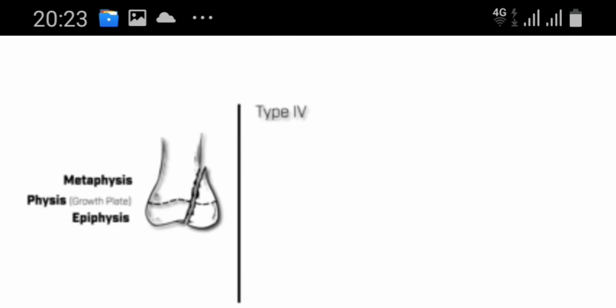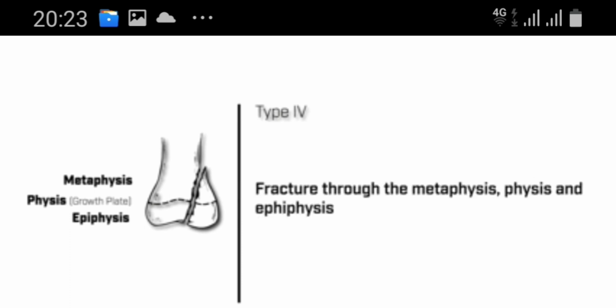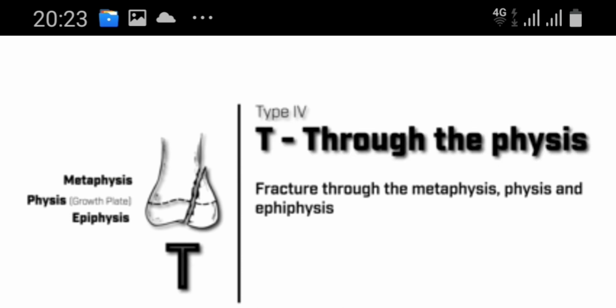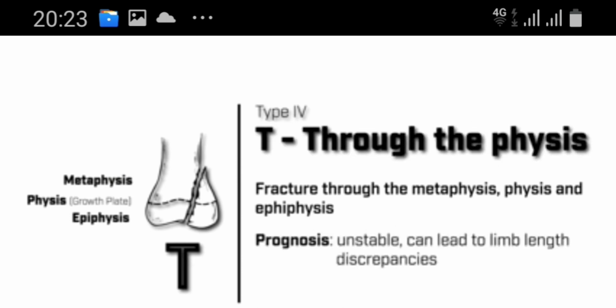Type 4 Salter-Harris fractures are those that go through the growth plate and through the metaphysis and epiphysis. In our mnemonic, we are now at the letter T, which stands for fracture which goes all the way through the metaphysis, the growth plate, and epiphysis. Prognosis is variable because this is mostly an unstable fracture, and operative management should be considered.